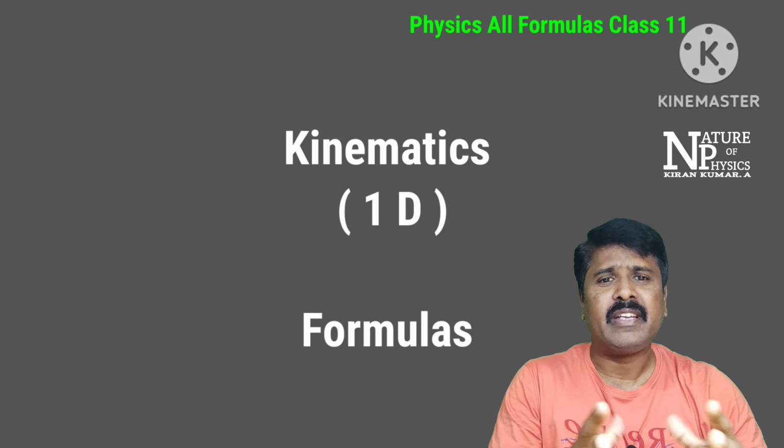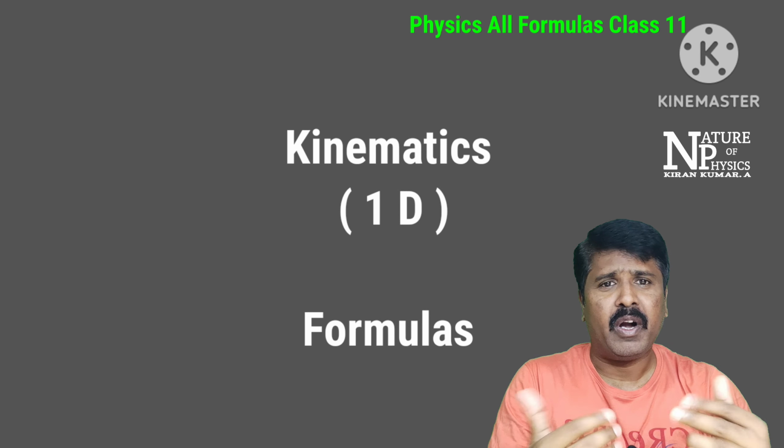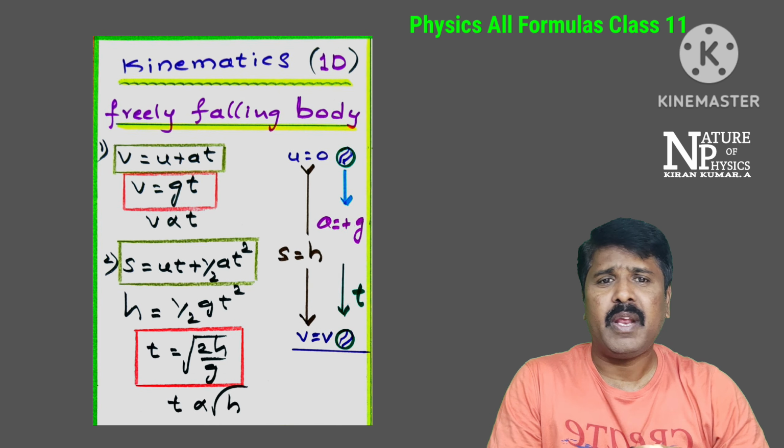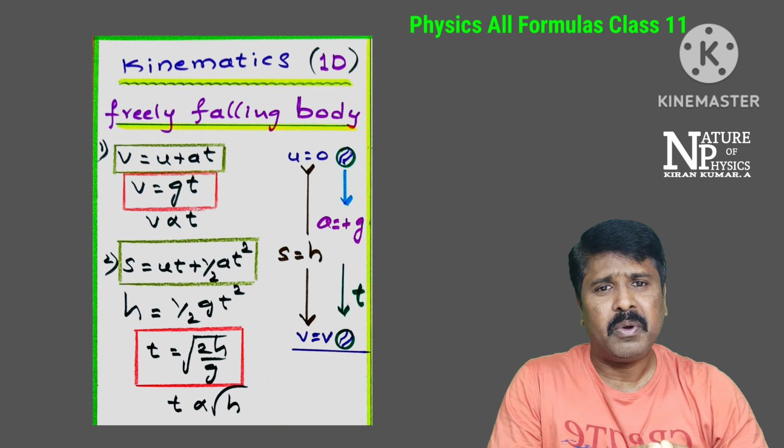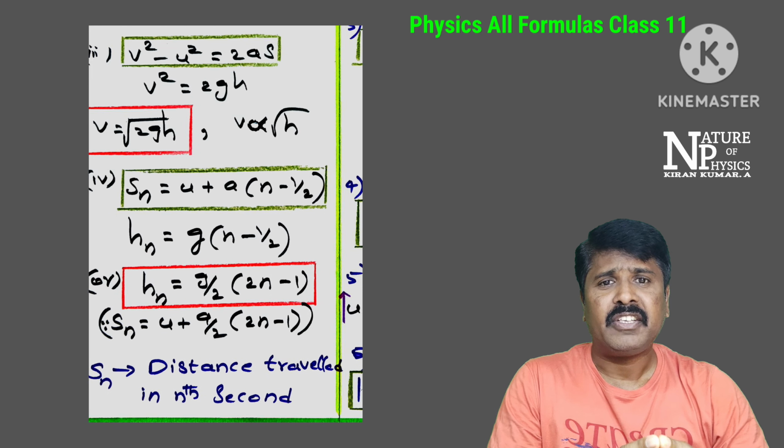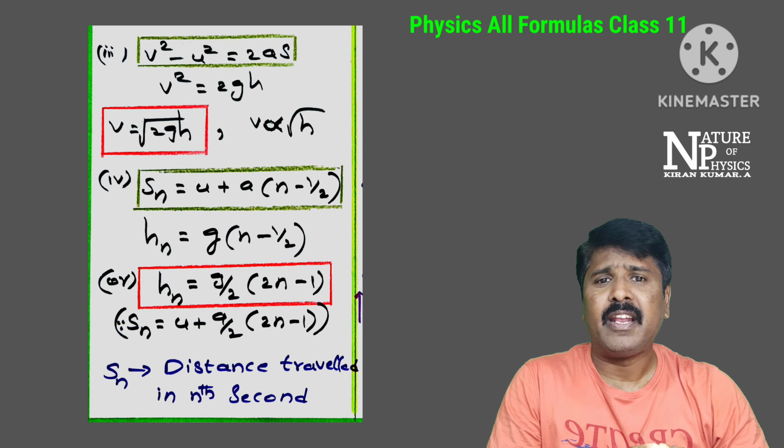And then next one, kinematics formulas. First, one dimension is given, that is the freely falling body, and all the derivation formulas I gave you clearly, you can observe on the screen. And also next, properties, final velocity and nth distance traveled by the freely falling body.